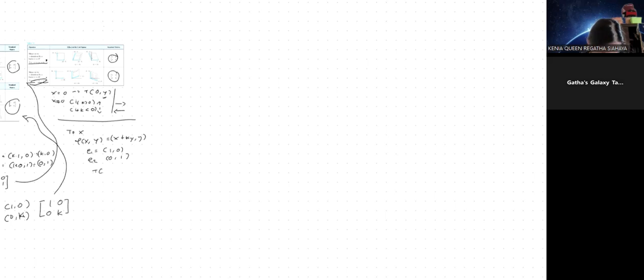So we will get T(E1) is (1 + k times 0, 0), then we'll get (1, 0). And T(E2), we will get (0 + k times 1, 1), then we will get (k, 1). Now arrange the columns into (1, 0) and (k, 1). Then we will get this.